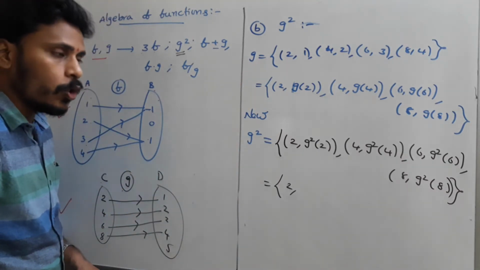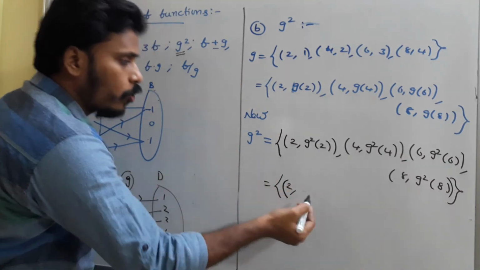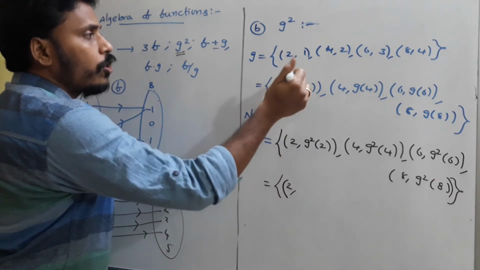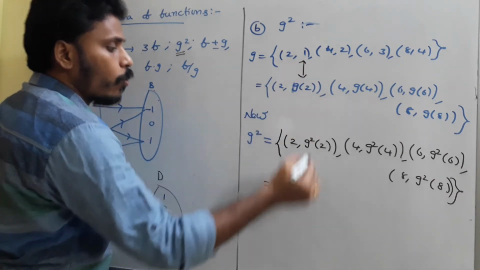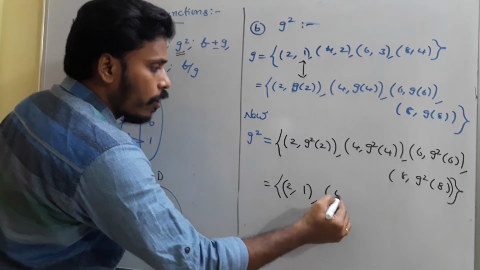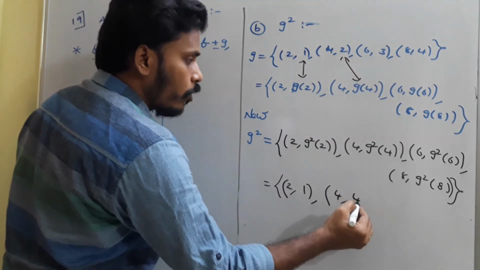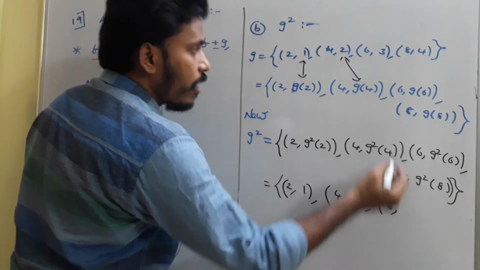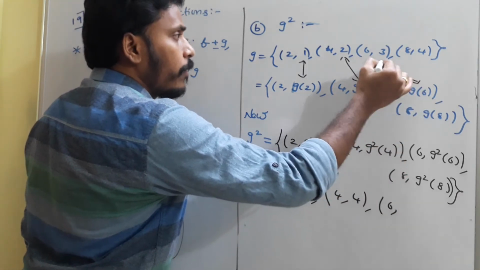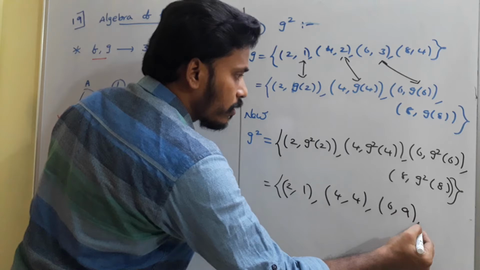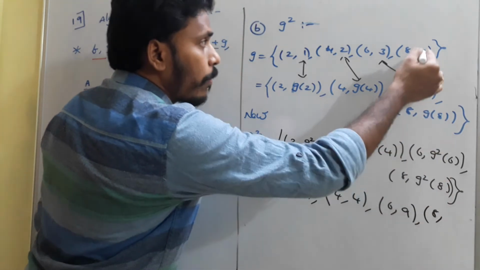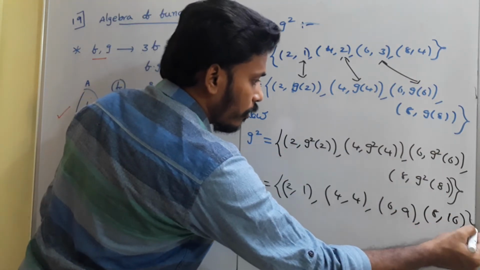Now, first ordered pair, 2 comma, what is g of 2? g of 2 is 1 and its square is 1, so (2, 1). 4 comma, g of 4 is 2 and its square is 4, so (4, 4). 6 comma, g of 6 is 3 and its square is 9, so (6, 9). And then 8 comma, 4 square is 16.